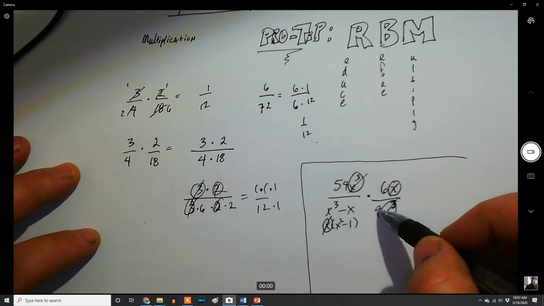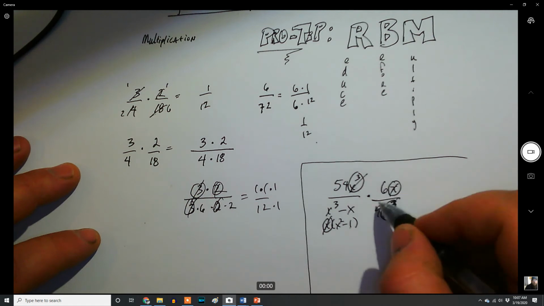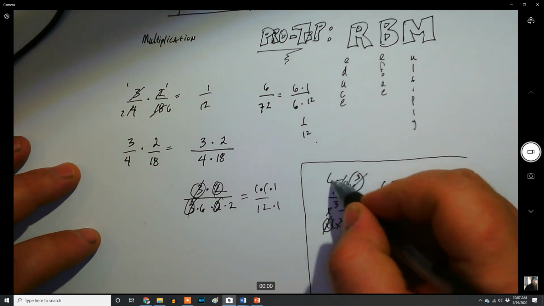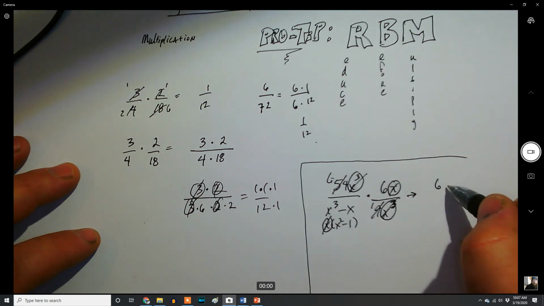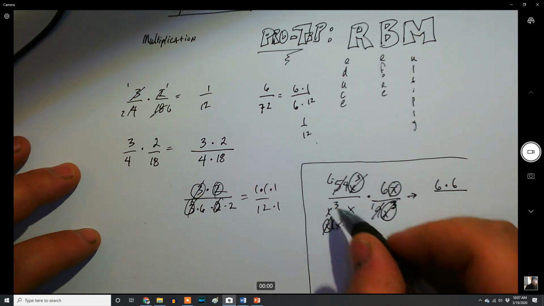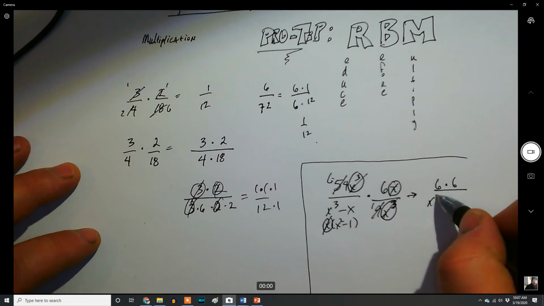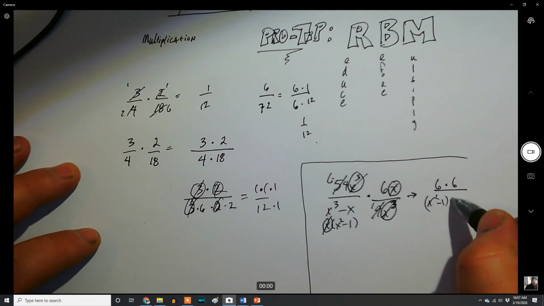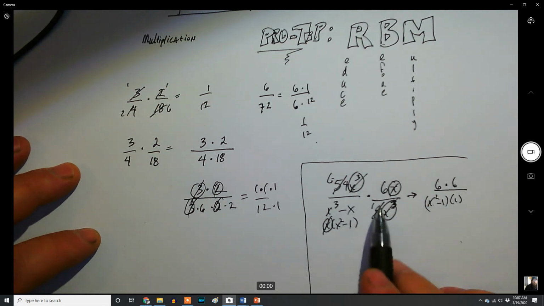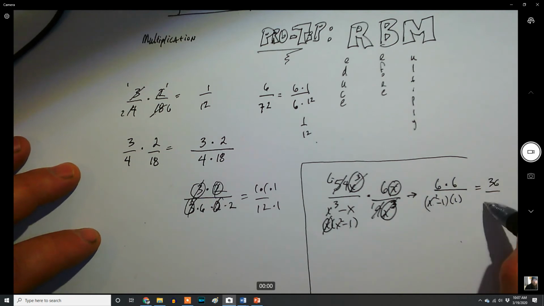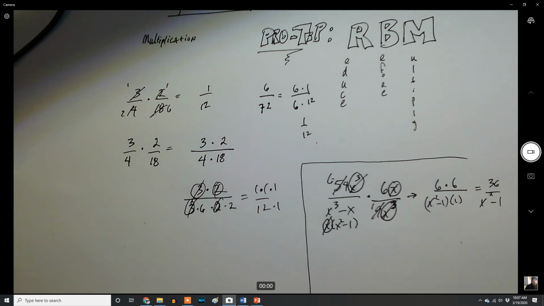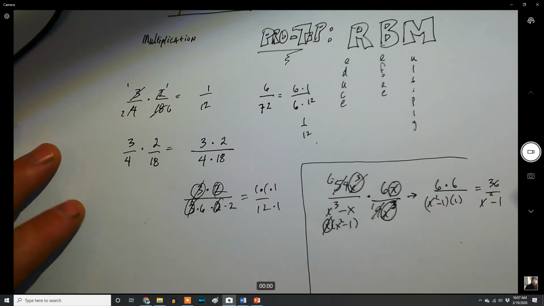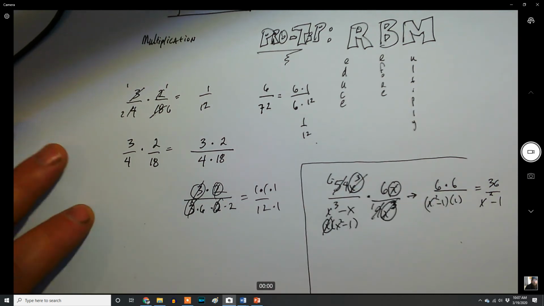6 and 9, or I could do 9 into 54, because 9 goes into 54 6 times. So here's what I got now: 6 times 6 over x squared minus 1, times 1. So I got 36 over x squared minus 1. That's it. We're done, all the way simplified. There's not a common factor between all the terms, so we are done.